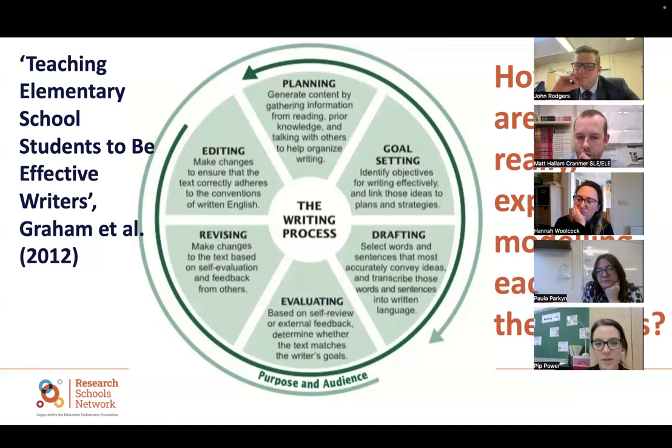But certainly, absolutely dedicating curriculum time to that evaluating and redrafting, and never ever marking, as a teacher, the first effort. It's always got to go through stage 2 and stage 3, and then you take it home and mark it after that.